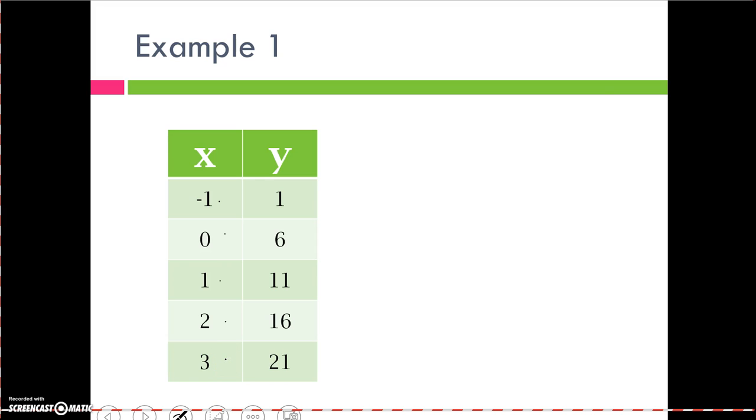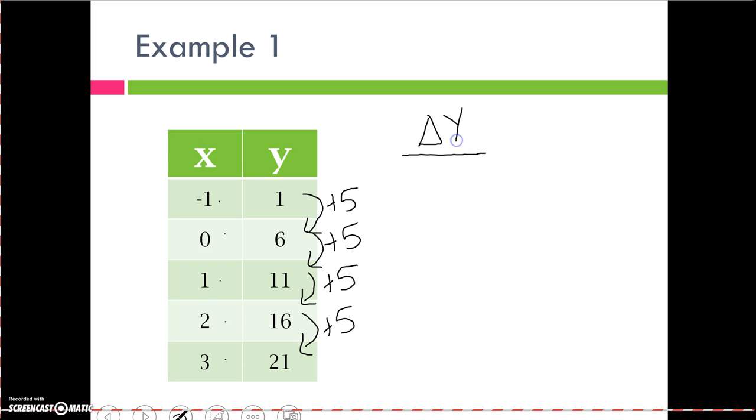Our second step is to find the change in our y values. So as we look down on these y values, what is the change happening in the y values? Well, we see here that we go from 1 to 6, so we're adding 5. Then we go from 6 to 11, so we're adding 5. 11 to 16, adding 5, and 16 to 21, adding 5. So in that formula, our change in our y values is going to be a positive 5.